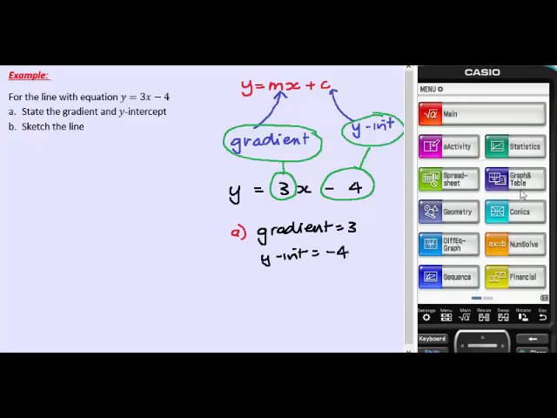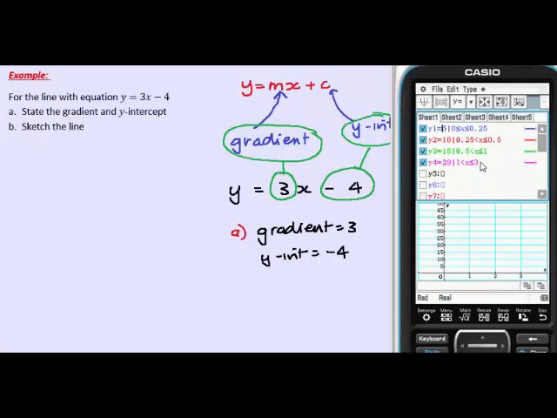Now I'm going to show you how to draw this on the calculator, how to sketch it. And I want you to go to the graph and table function. So here's graph and table. Now here you can see I've got a whole lot of weird stuff. I'm going to get rid of that. And now I'm going to write the equation in here where it says y equals 3x minus 4. And so you can see my part 1 here has y1 equals 3x minus 4.